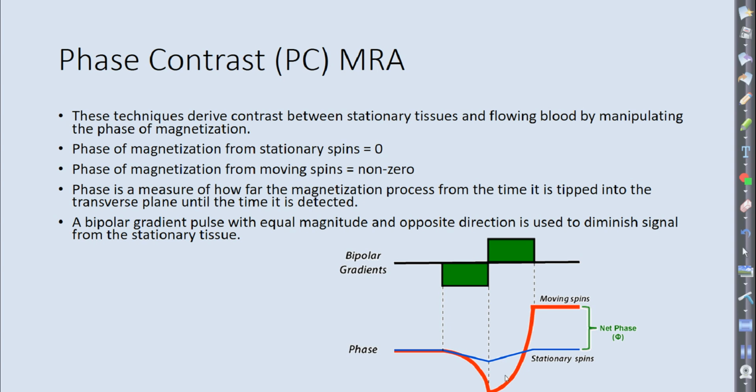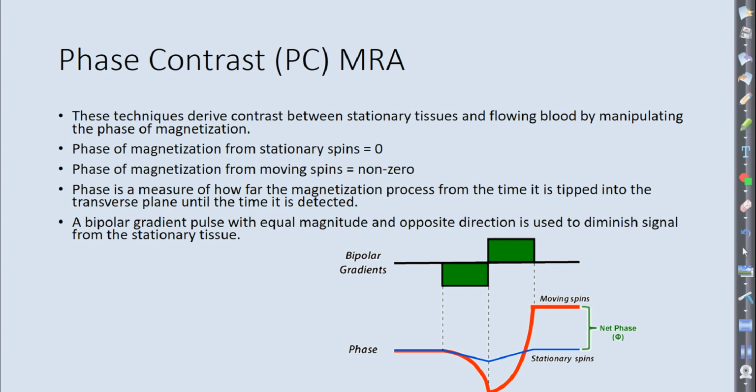And you're going to get a greater phase change between the blood flow compared to the stationary tissue. The stationary tissue is actually going to be dephased and rephased so that there's no net phase, but then our moving spins are moving along our gradients, so they're going to have a larger net phase change. So our venous blood flow is going to appear bright, and then once again, our stationary tissue is going to appear dark. So it's actually a better way to suppress our background tissue than our time of flight imaging.